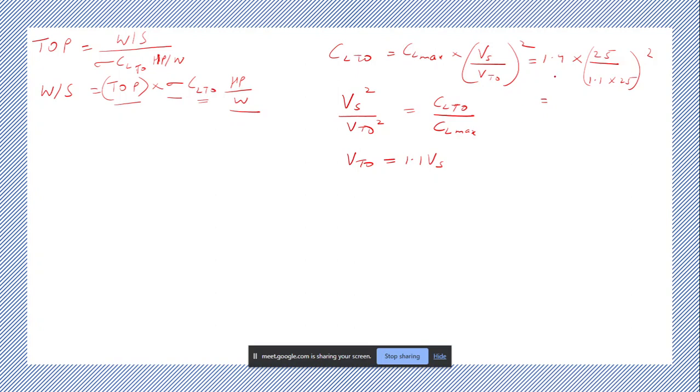Oh yes, you're right, correct. There will be a 0.9 term here. Correct, thanks for pointing it out. So it's 1.4 into 0.9. Yes, I made a mistake there. So how much will this value be? 1.04. Okay, so it will be 1.04. So this is your CL takeoff.